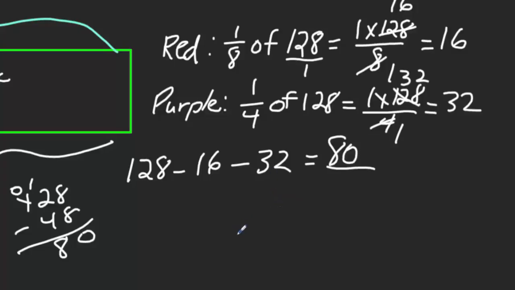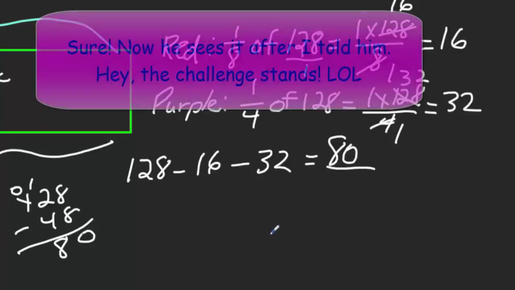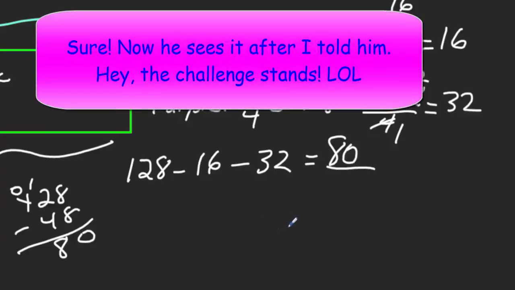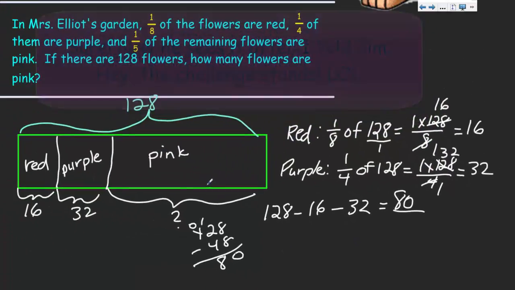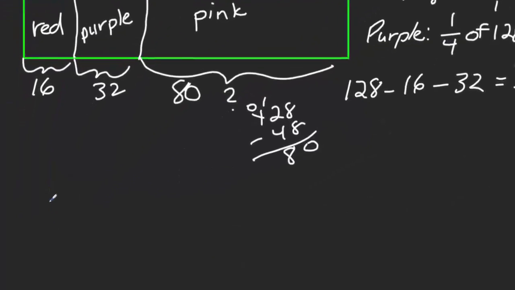That's the question that it's asking us. Actually, no, it does not say that. It says 1/5 of the remaining flowers are pink, not that all the remaining flowers are pink. So now I have the remaining flowers, which is 80. 1/5 of those are pink. So now we can go ahead and do our pink.